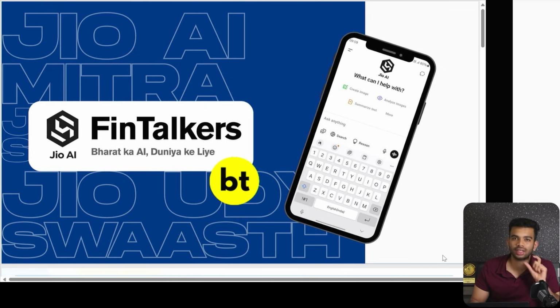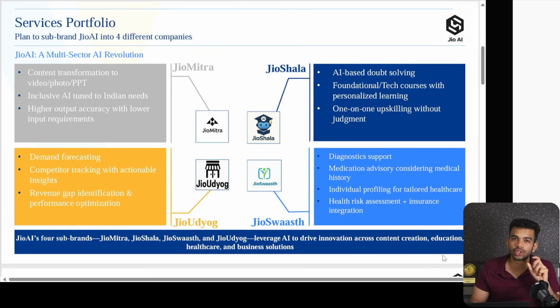But of course, the title slide is not included in the 3-slide deck. The next is the actual slide, the first slide. The first slide we included was that we thought that JioAI needs to be segregated into 4 different companies. Why we thought of doing that is so that every company has its own unique focus.